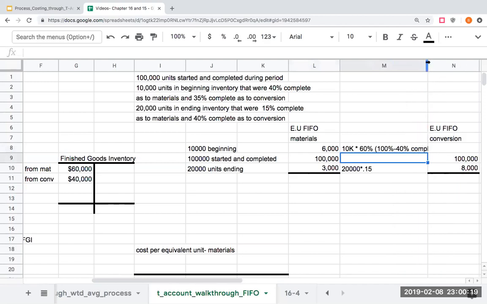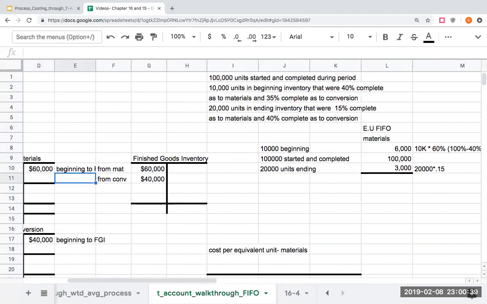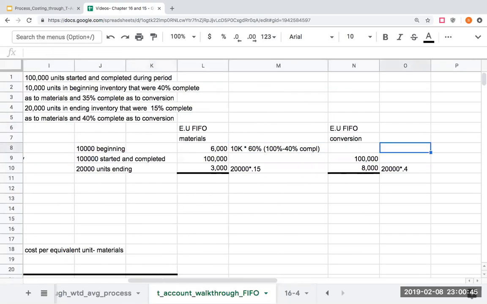Remember, this beginning inventory is really the only difference. How we handle it is the only difference between weighted average and FIFO. Here, for the conversion, it said it was 35% complete. So if this was 35% complete already, and I took those costs out of the account and put it to finished goods, then I needed to spend 65% during the period, or 6,500. So this will be 10K times 0.65, or 65%.